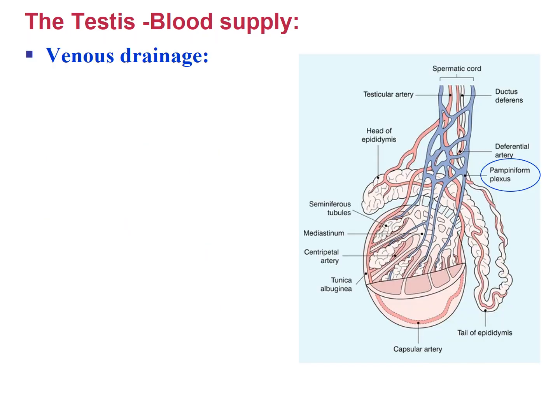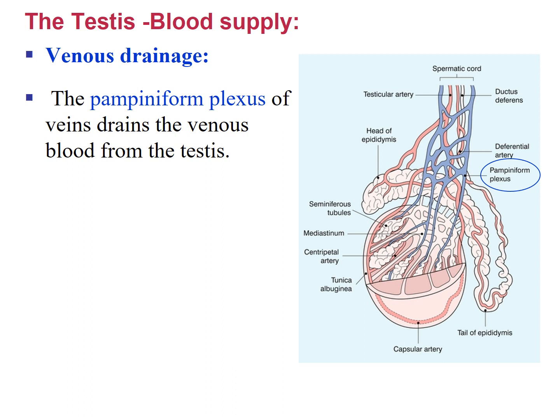Venous drainage of testis. The pampiniform plexus of veins drains the venous blood from the testis. The pampiniform plexus, they are the network of veins. Pampiniform means convoluted, plexus means network. Here we can locate this pampiniform plexus. These plexus are formed by the veins arising from the testis.